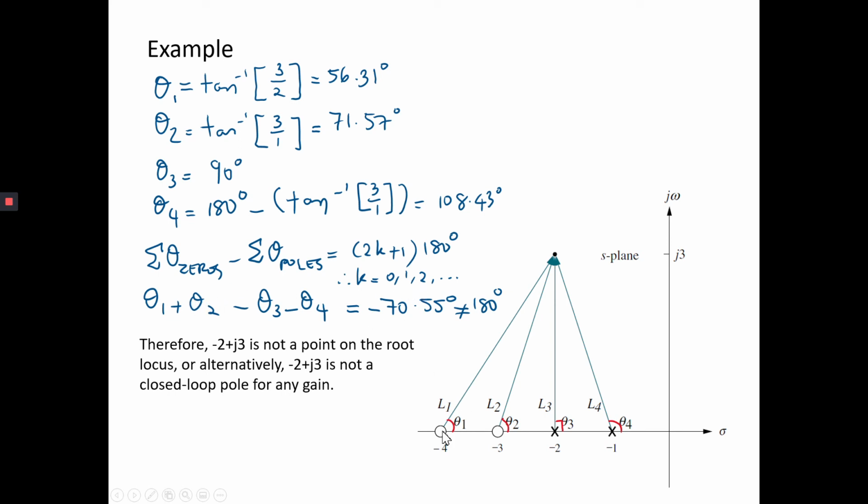In this case, theta 1 and theta 2 belong to zeros, so these are positive. Theta 3 and theta 4 belong to poles, so these are negative. When we solve this equation, the final answer is negative 70.55, which is not equal to 180. Meaning that this point, negative 2 plus j3, is not a point on the root locus, or alternatively, negative 2 plus j3 is not a closed loop pole for any gain.